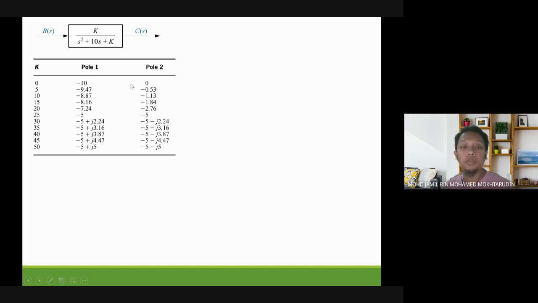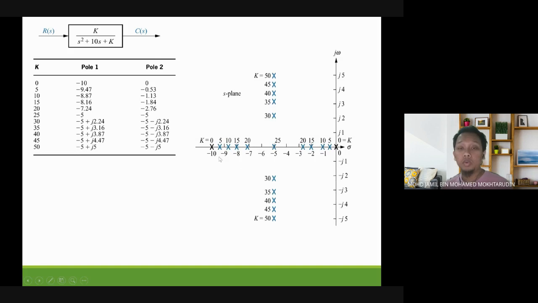And then from here we can plot the poles in the S-plane. So we plot all the poles here on an S-plane. This is the black one here. The black poles represent the value of poles when k equals 0. So when k equals 0, there are two poles, one at 0 and one at minus 10. And then we continue to plot the poles for each different k value.